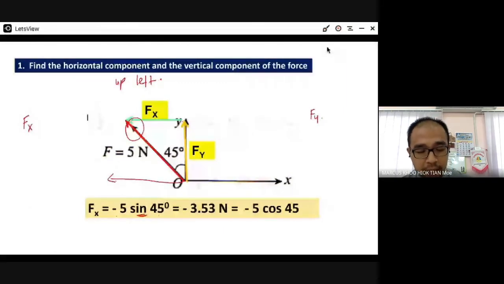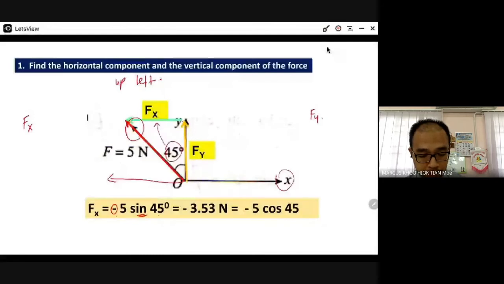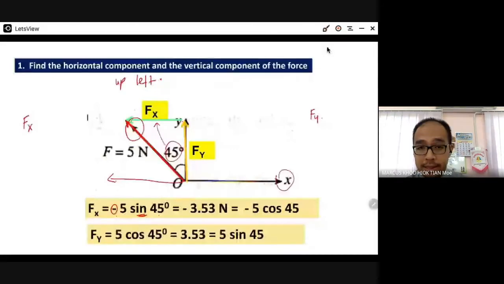So because the angle 45 is opposite to Fx, that's why we use sine. But don't forget we use negative because it's going to the left. The force is this way, but we have to use an opposite force because we want our resultant force to go another way. And Fy is 5 cos 45. Why positive? Because it goes upward. So you will get the same answer as well.